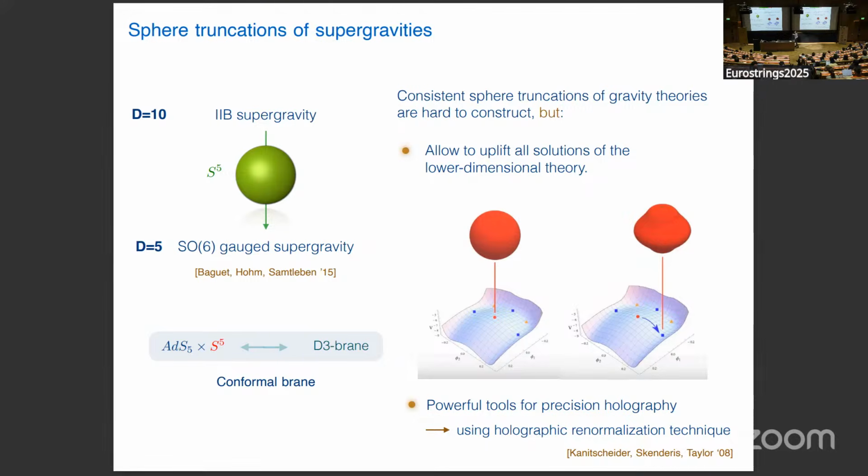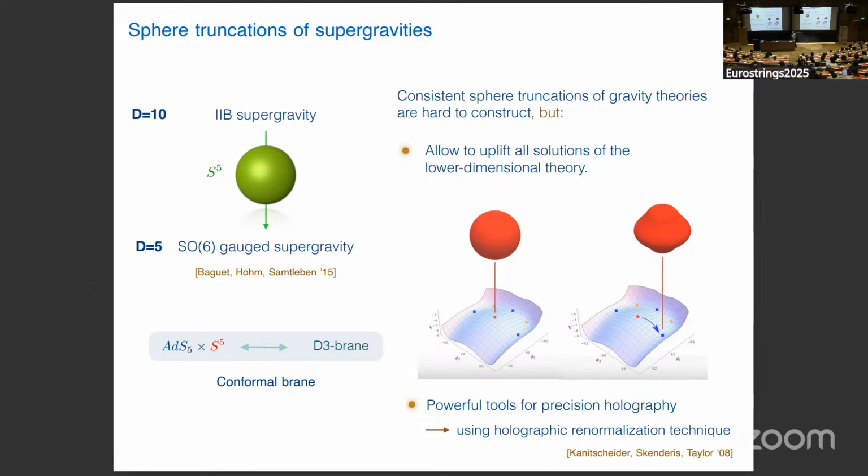So why is this an important tool? It means that, okay, it's hard to construct these sphere truncations, but if you have them, by definition, it allows you to uplift any solution of the lower dimensional theory to a solution of the higher dimensional theory. So if you scan the scalar potential of this lower dimensional theory and you find a critical point, then with your truncation ansatz, you can immediately uplift it to a solution of type IIB supergravity. If you find a different solution, well, you will also be able to uplift it. Of course, the internal space will have a different geometry, but the topology will be the same.